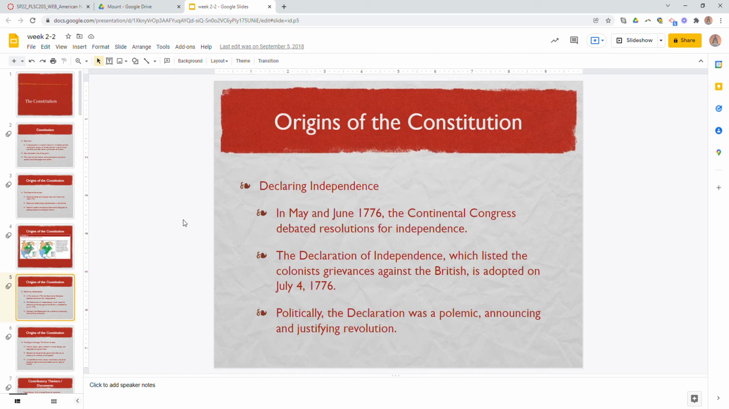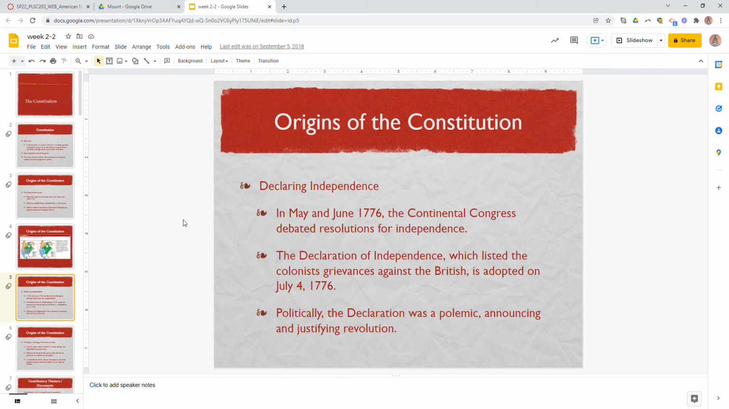By May and June of 1776, however, the colonies were basically in full-blown war with the British, and that Continental Congress tried to debate resolutions to decide whether or not the United States should just become an independent country, so break all ties with Britain. This was done July 2nd, 1776. We formally declared ourselves independent from the British government. Two days later, the Declaration of Independence was adopted by the Continental Congress.